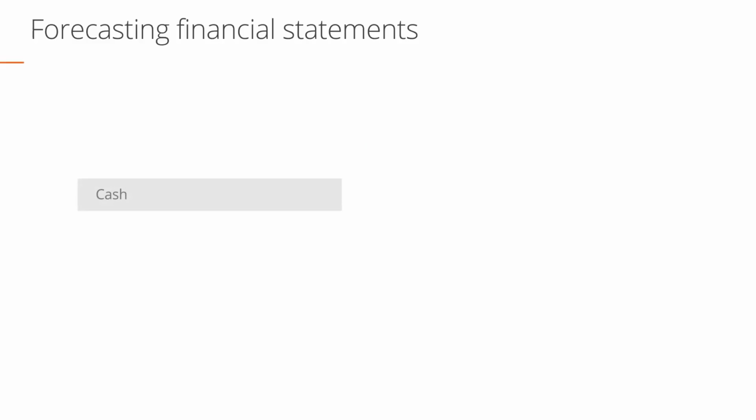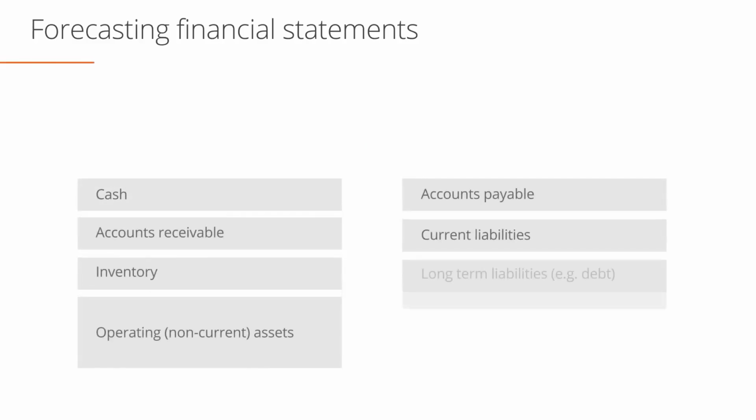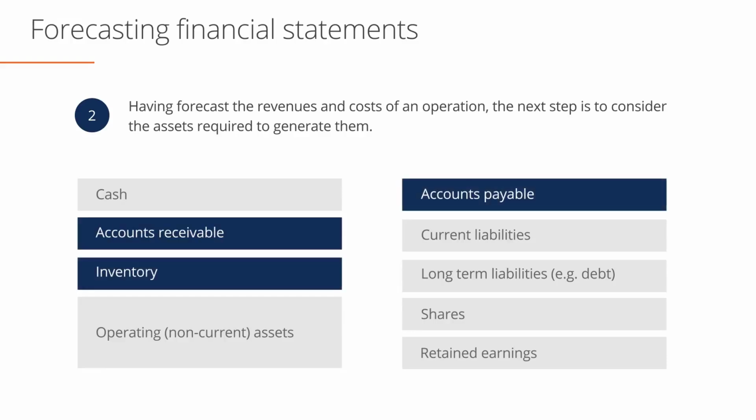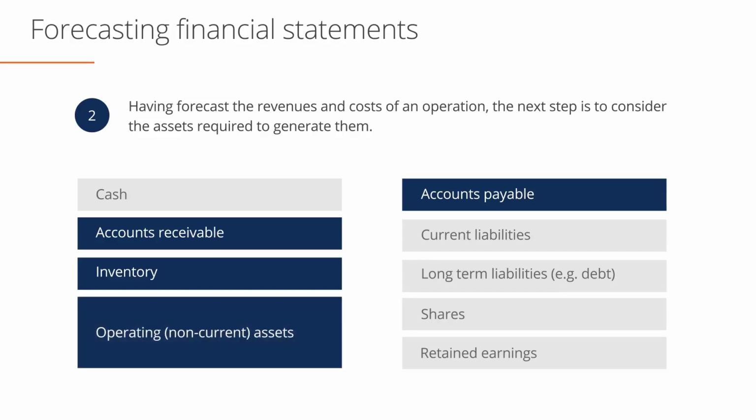At this stage, we are not aiming to forecast the entire balance sheet. Having forecast the revenues and costs of an operation, the next step is to consider forecasting the operating assets required to generate them. We will leave all finance-related items on the balance sheet for later. Right now, we are only going to forecast operating non-current assets, accounts receivable, inventories, and accounts payable.